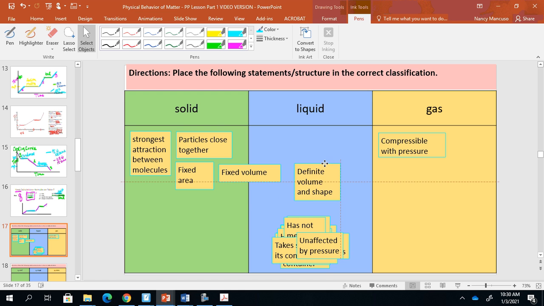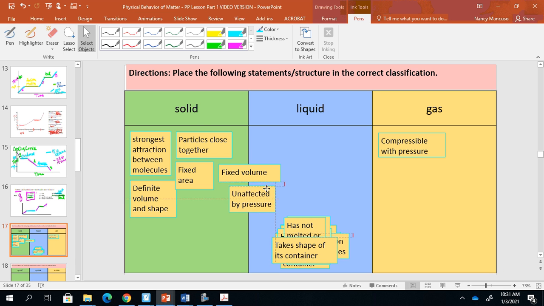Definite volume and shape. All right, that is also a solid. Solids have definite volumes, definite shapes. Liquids more take the shape of their container. Unaffected by pressure. All right, that's going to be both solids and liquids.